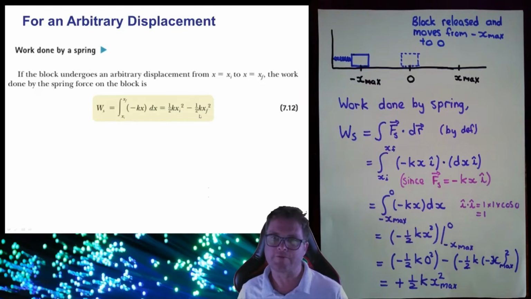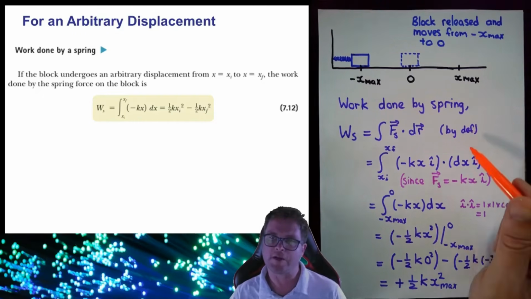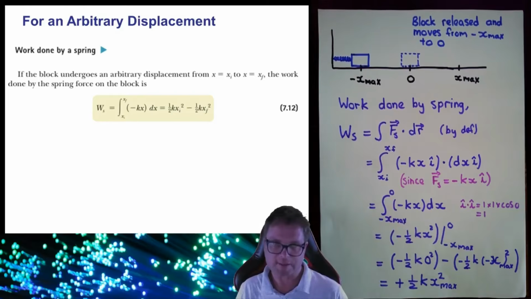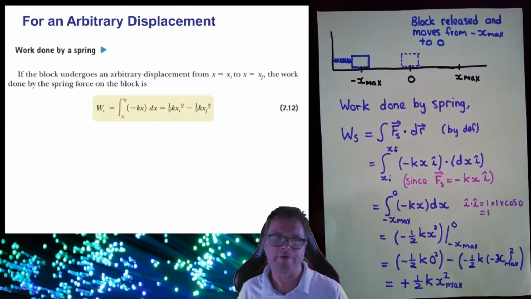You can see we had something very similar in our example. The steps that we followed up until this point brought us to this expression here, where we have our integration bounds from minus x max to 0. In this case, we have the same expression, with different integration bounds. So what I'd like you to do is to perform this integral yourself and satisfy yourself that you end up with the result shown here.